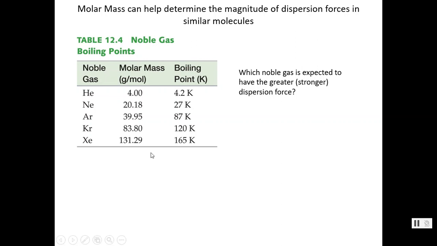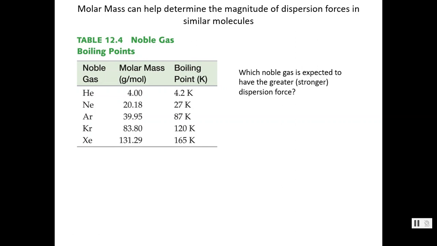So I have a list here of noble gases. These guys are in group 8 of the periodic table, along with their molar masses and their boiling point, the temperature it takes for that substance to go from the liquid to the gaseous phase. So since we said all molecules have dispersion forces, we know that all of these guys have dispersion forces. But can I say something about which one would have the greatest or strongest dispersion force?